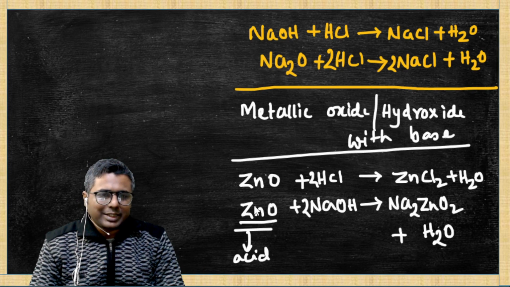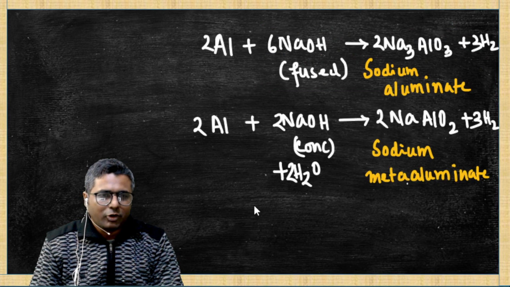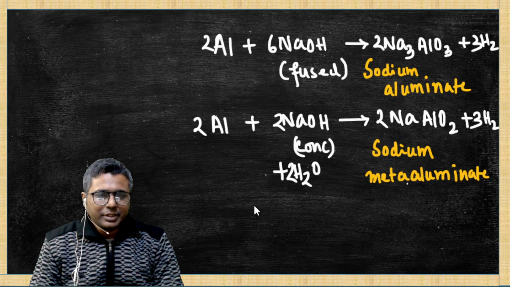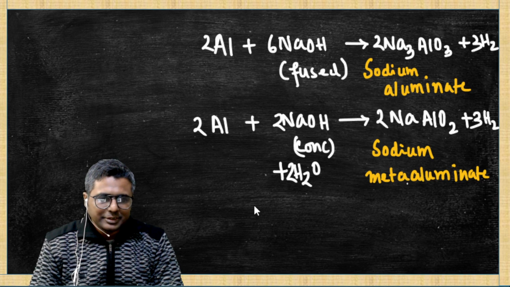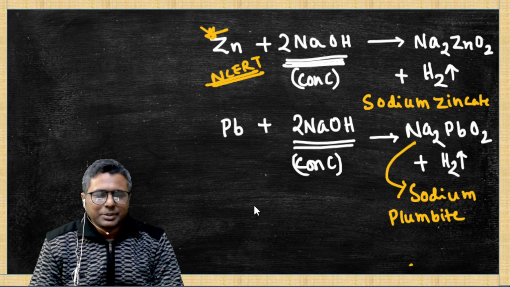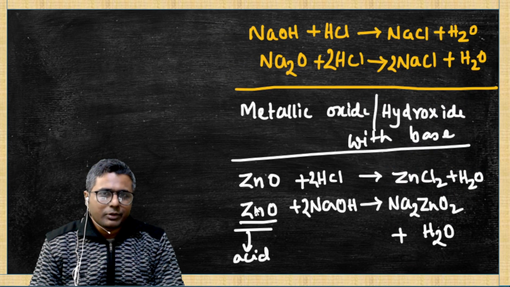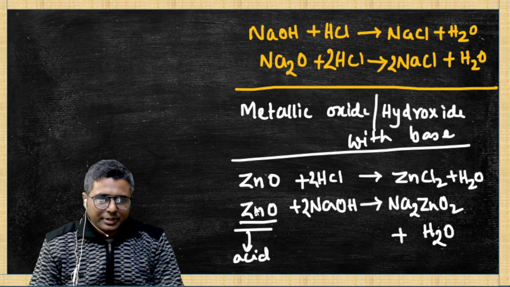Now the question is, what kind of salt will be produced? The type of salt that is going to get produced is already discussed over here. If you are using fused NaOH, then it will be sodium aluminate. With concentrated NaOH, you will get sodium meta-aluminate. And for lead, it is simply sodium plumbite, so there are no discrepancies there. So use this fundamental and find out the products when Al2O3 and lead oxide, basically PbO, react.